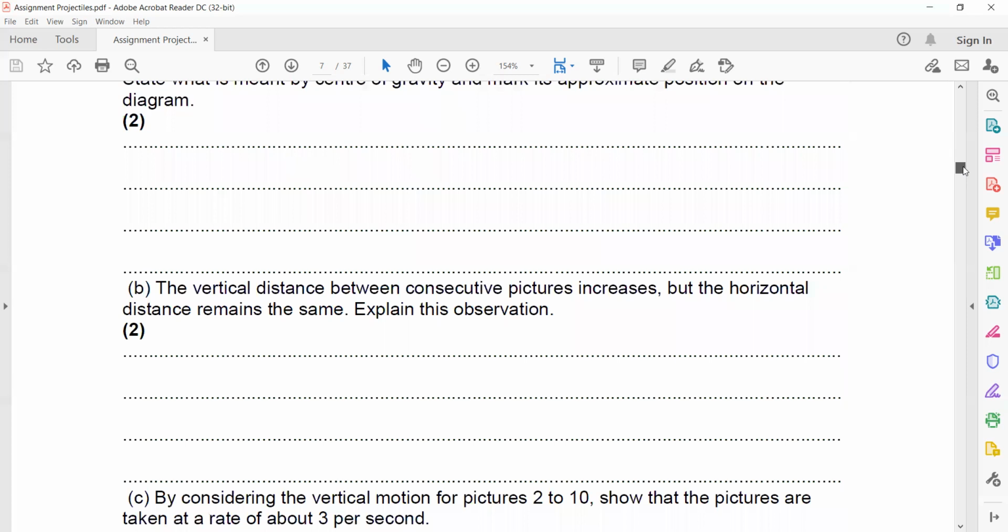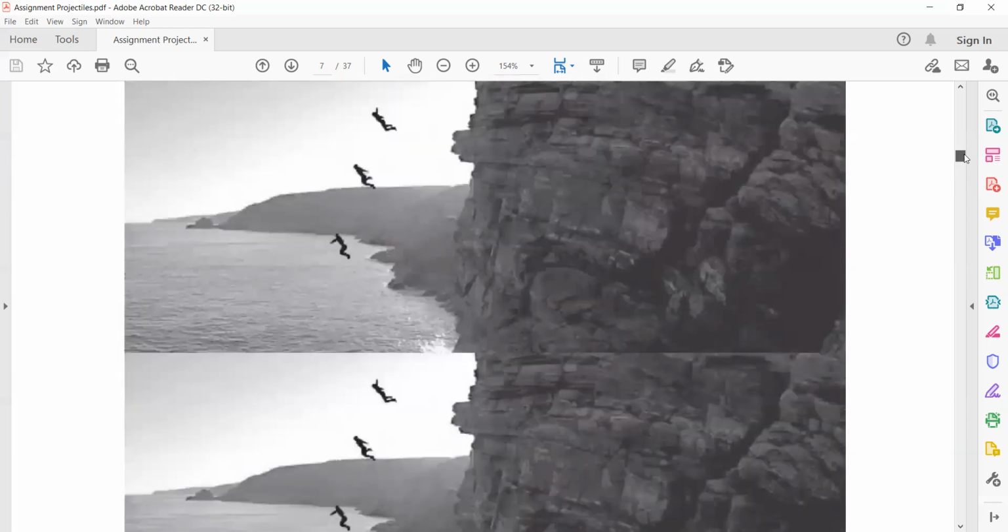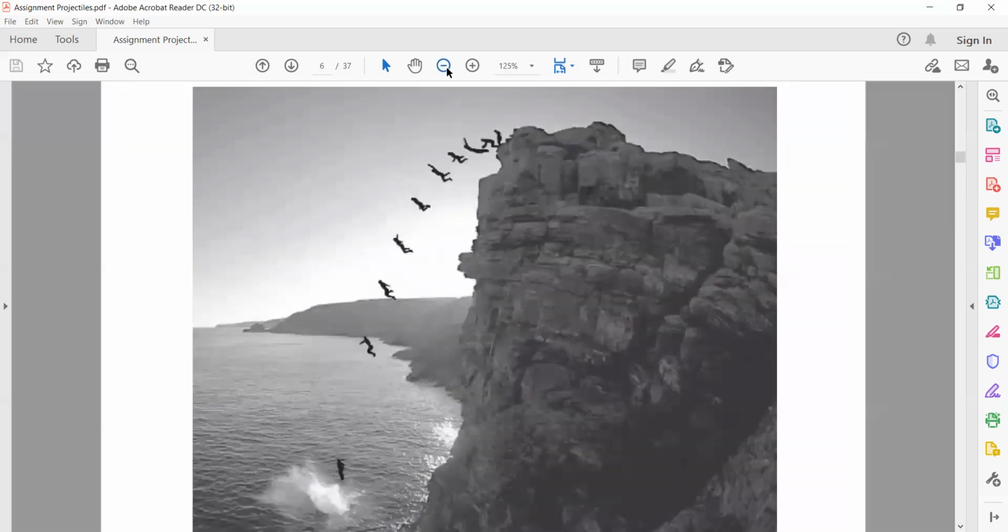The vertical distance between consecutive pictures increases, but the horizontal distance remains constant. Explain this observation. What they said here is that the vertical distance between the pictures is increasing. Like the first picture, it is smaller, then it is increasing, you can see. So the vertical distance is increasing, but the horizontal distance remains the same.